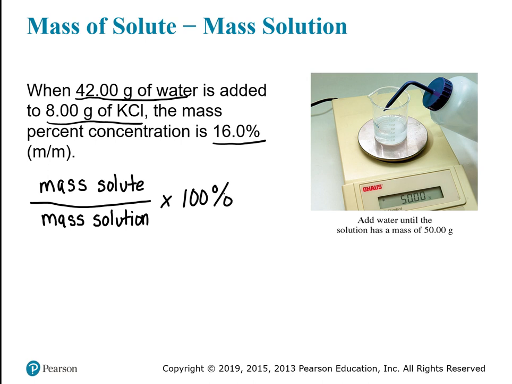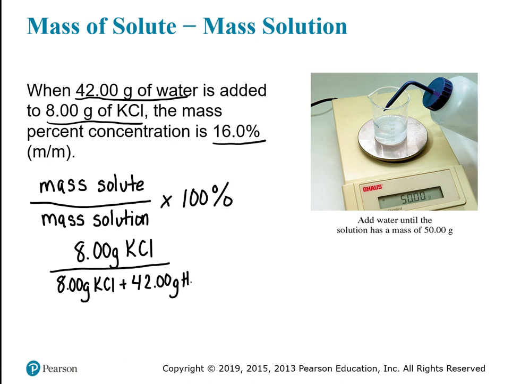The mass of the solute is 8 grams. The mass of the whole solution is going to be the total of the potassium chloride plus the water. And after you do that division, you multiply by 100%. And with significant figures, you should get 16%.